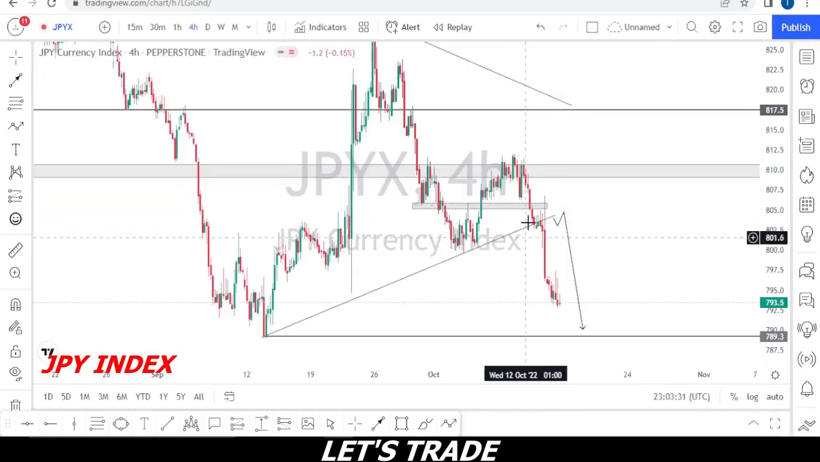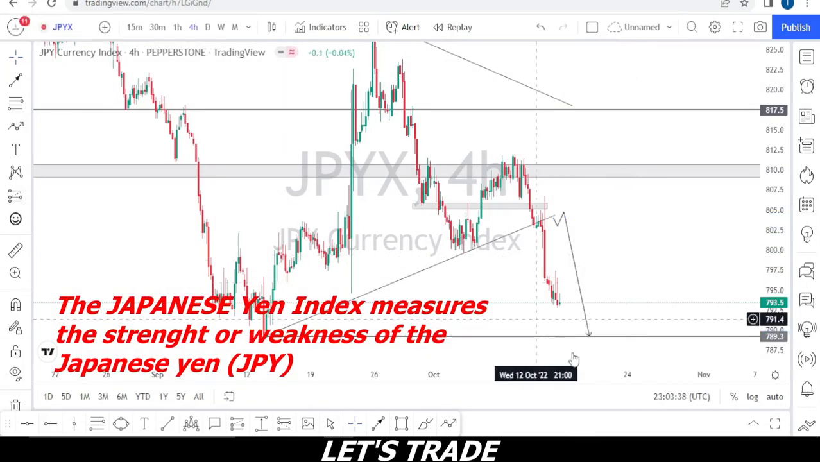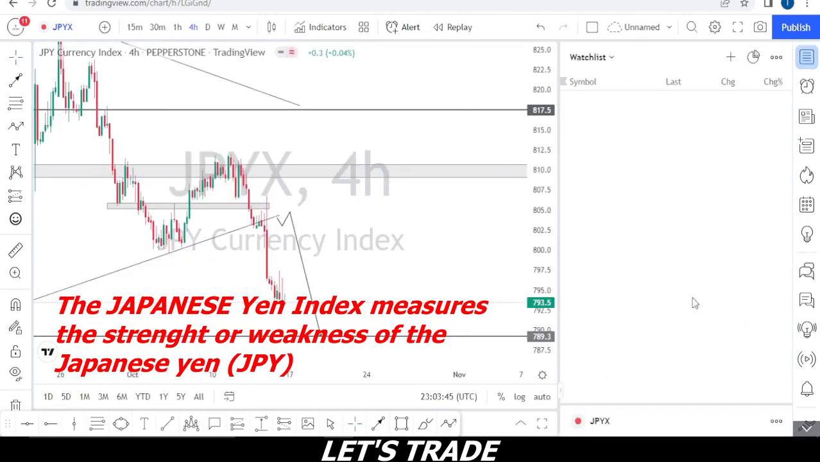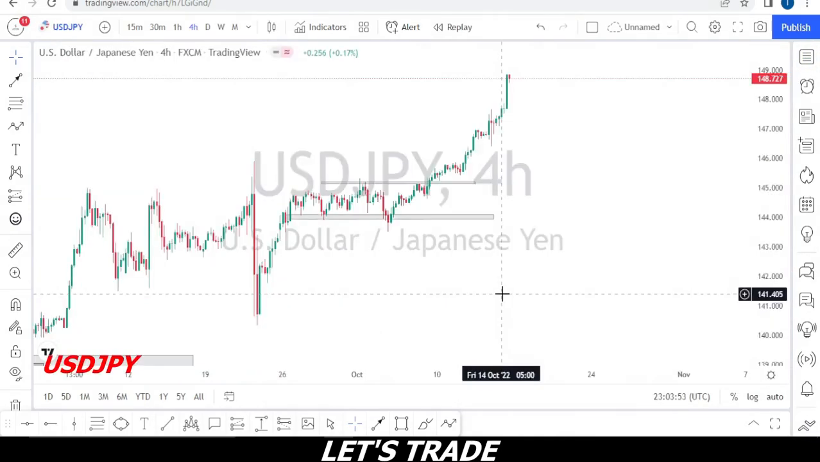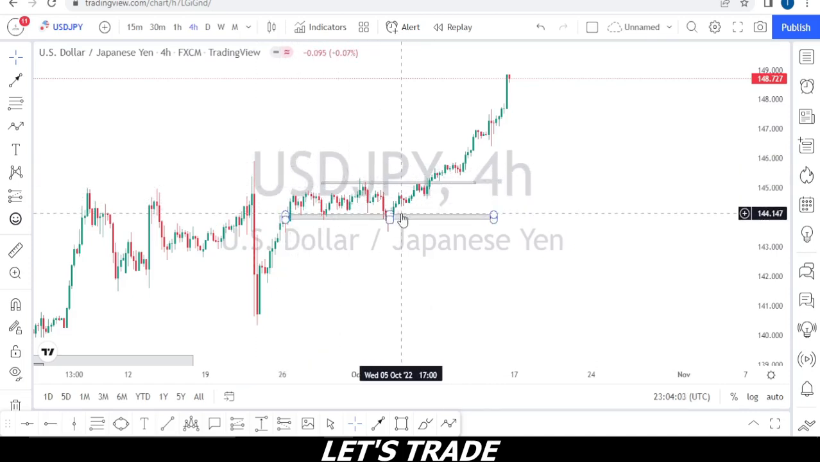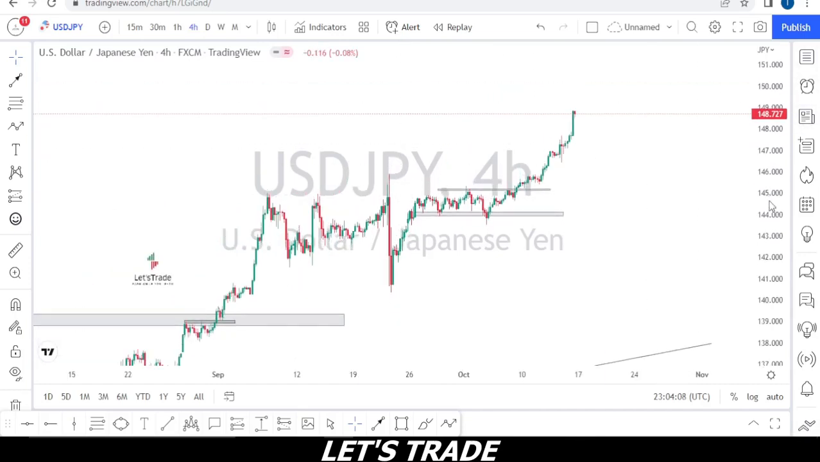All right, in the Telegram channel, price was around here when I predicted that price was going to come into this level, right? And we are almost at that point now. And since the JPY measures the strength or weakness of the Japanese yen, let's check out USD JPY. Remember, the Japanese yen index has been super bearish, so it's only normal for any pair that is paired with the JPY to be stronger than the JPY, since the JPY is super weak at the moment.